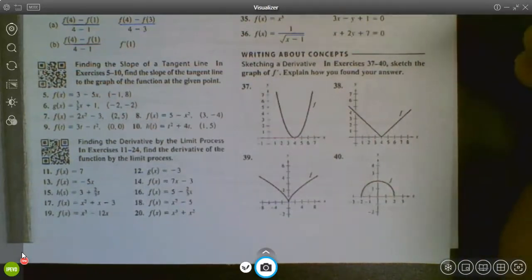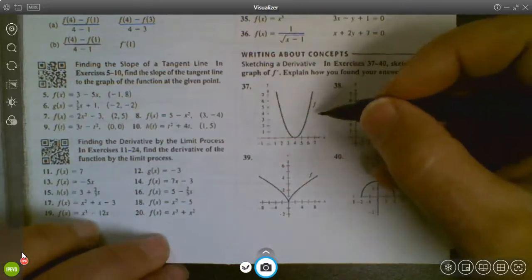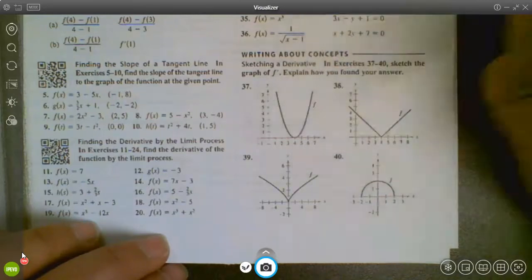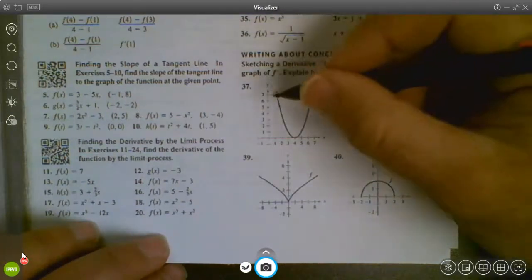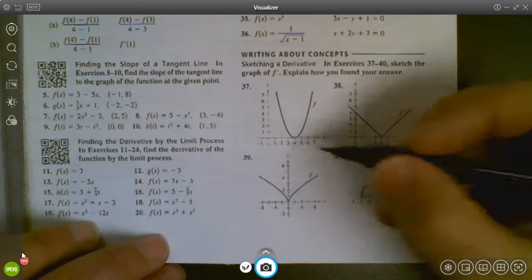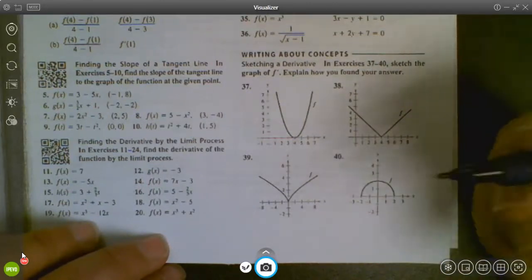We're really not going to get a very detailed graph out of this, but we can at least get some general ideas of the graph. Okay, so the main thing I see on 37 is that in all these locations right here, I have a negative slope, right? Because it's a downward portion of the graph. So everything up to a value of 4 has a negative slope.